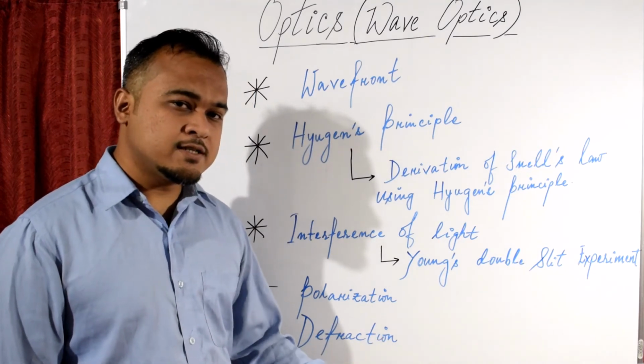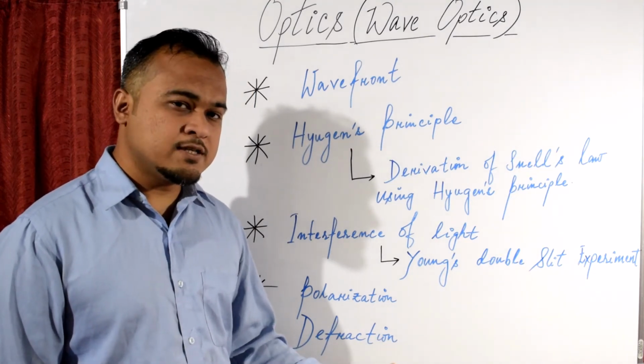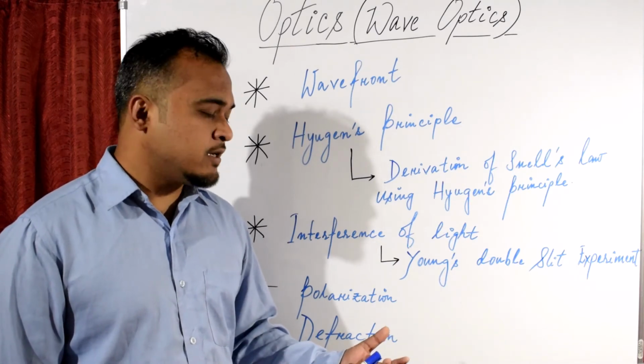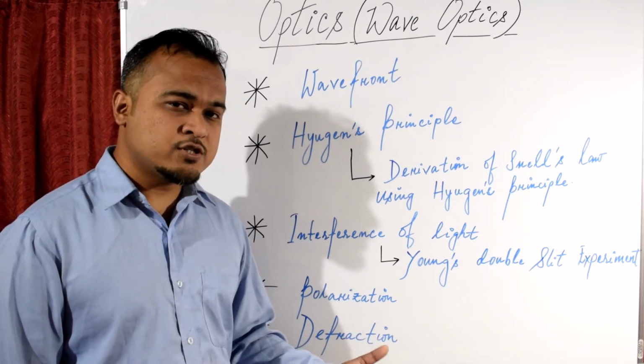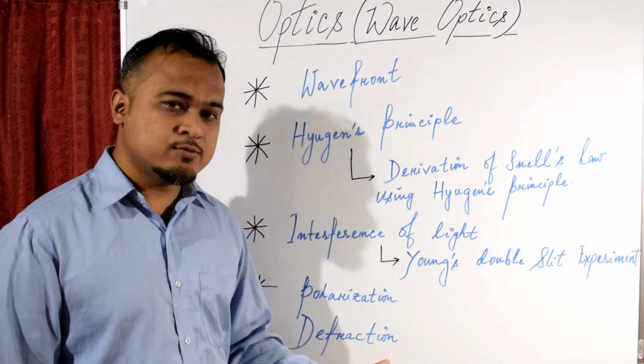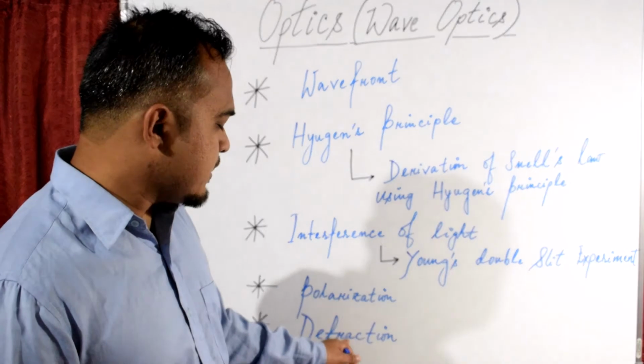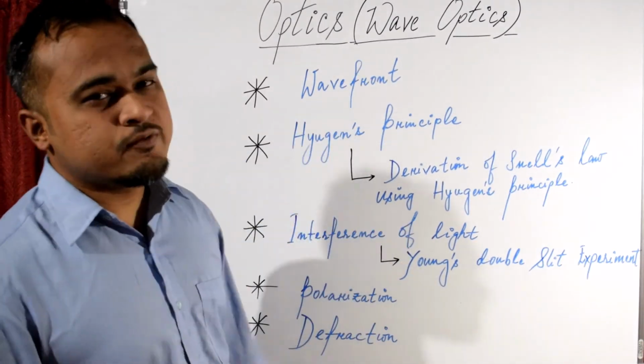That is intensity. What is the intensity? What is Fraunhofer diffraction? What is the condition for first maximum? What is the condition for second maximum and central maximum? So these are the important topics from the topic diffraction, which is under the chapter wave optics.